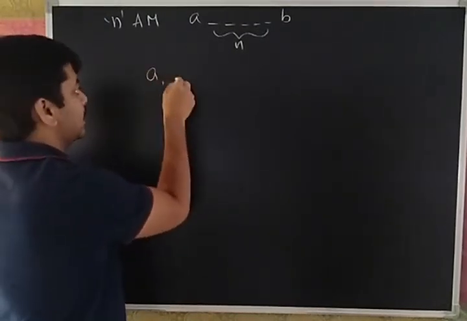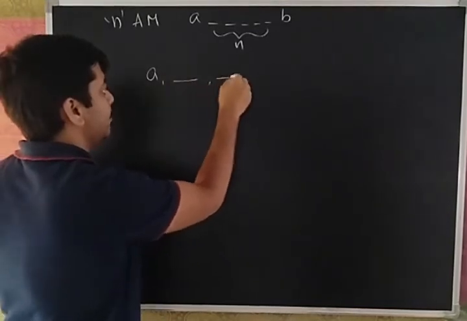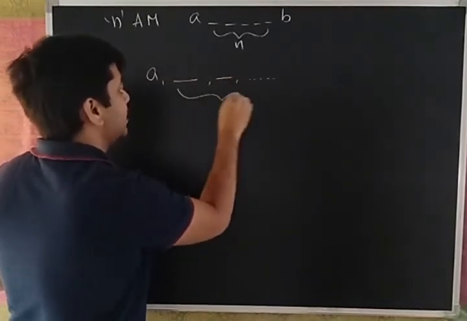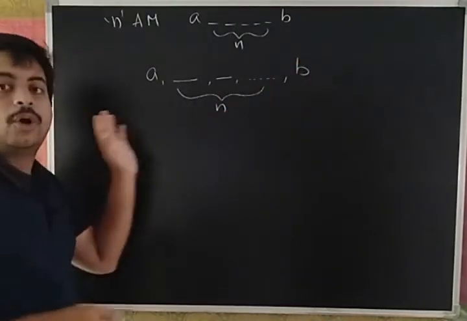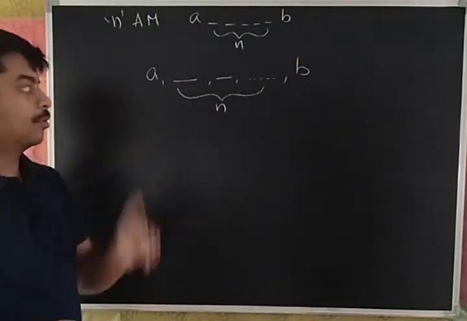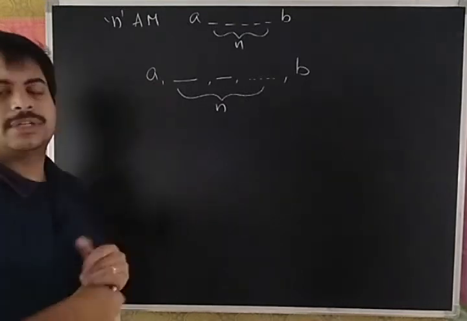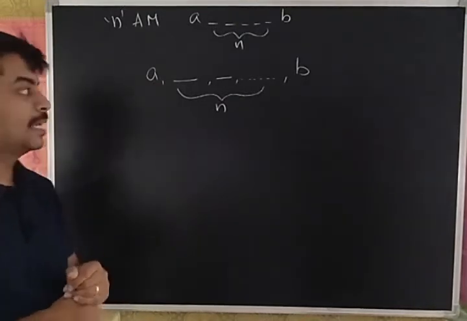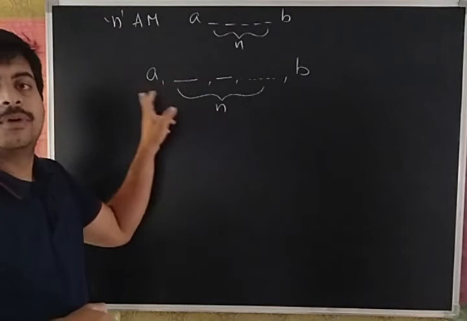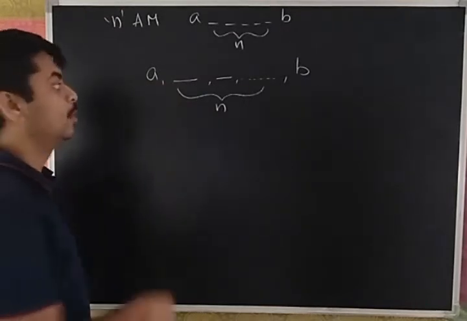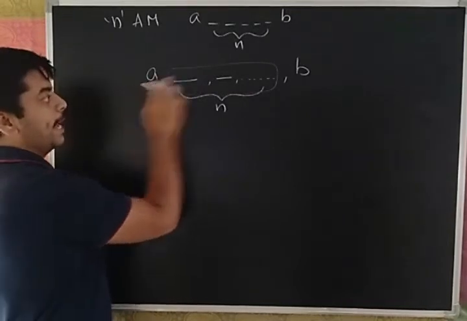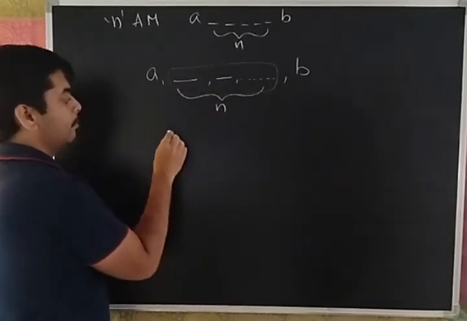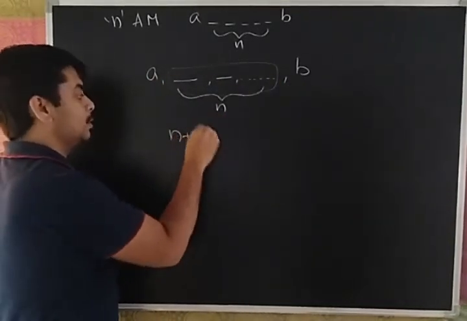Number A is there, next some element is there, next some element is there, total n elements are there in between them, and then we have the last element B, and all these are following an arithmetic progression. What is the number of elements, can you tell me? It is not n anymore, the number of elements is n plus 2, because n terms are here, plus 1 term is here and plus 1 term. So, the total number of terms is n plus 2 terms.